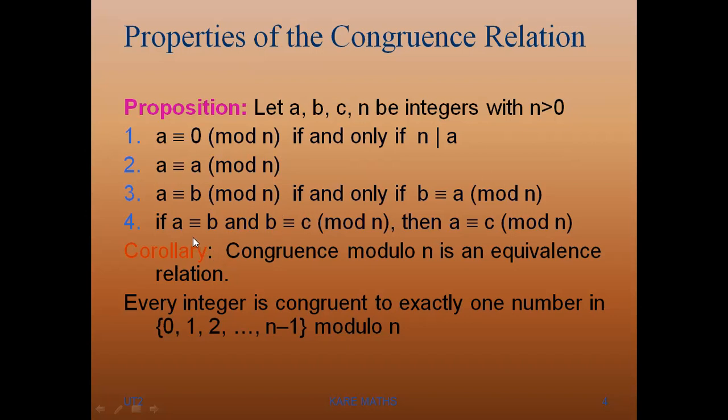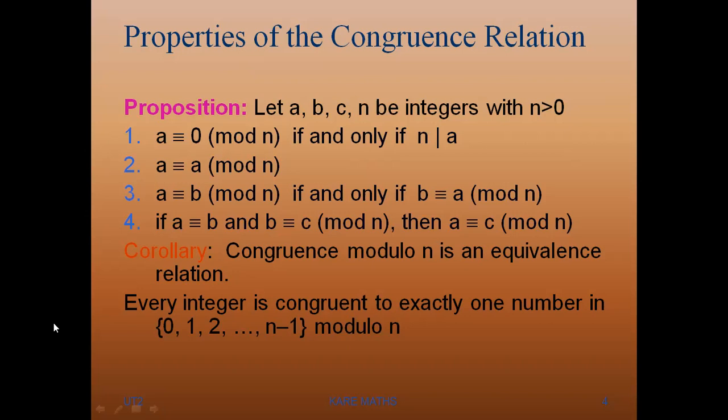The next one, if A is congruent to B mod n and B is congruent to C mod n, then automatically A is congruent to C mod n. The proof is just two steps. A minus B is a multiple of n, B minus C is a multiple of n. So from these two things, we can say that A minus C is a multiple of n. That is, we are saying that congruence modulo n is an equivalence relation. It satisfies the reflexive, symmetric and transitive properties.